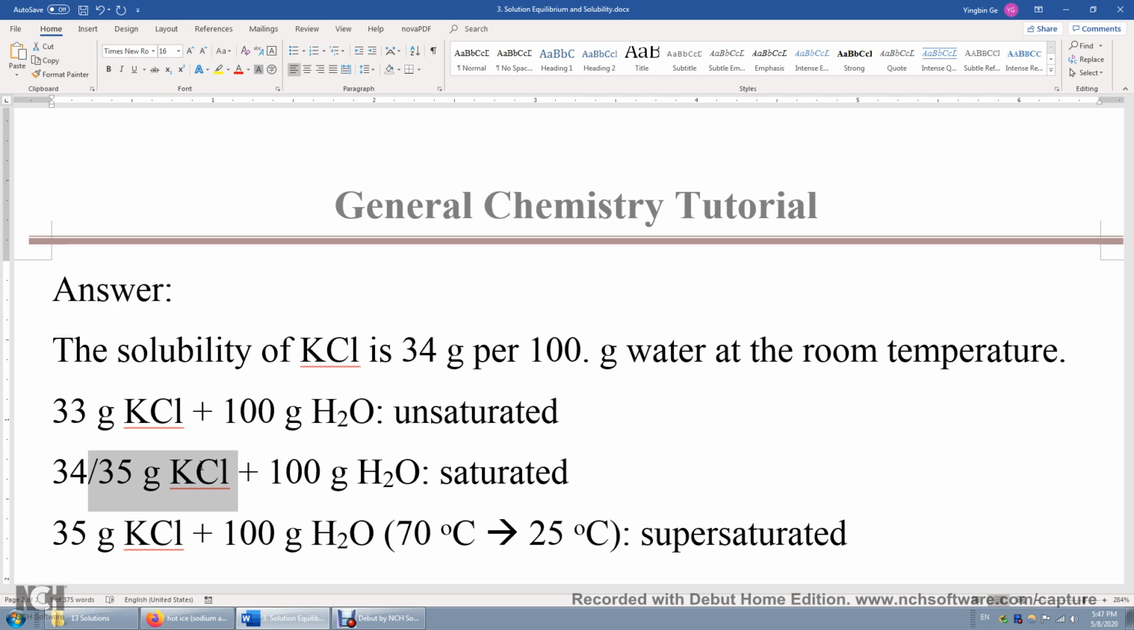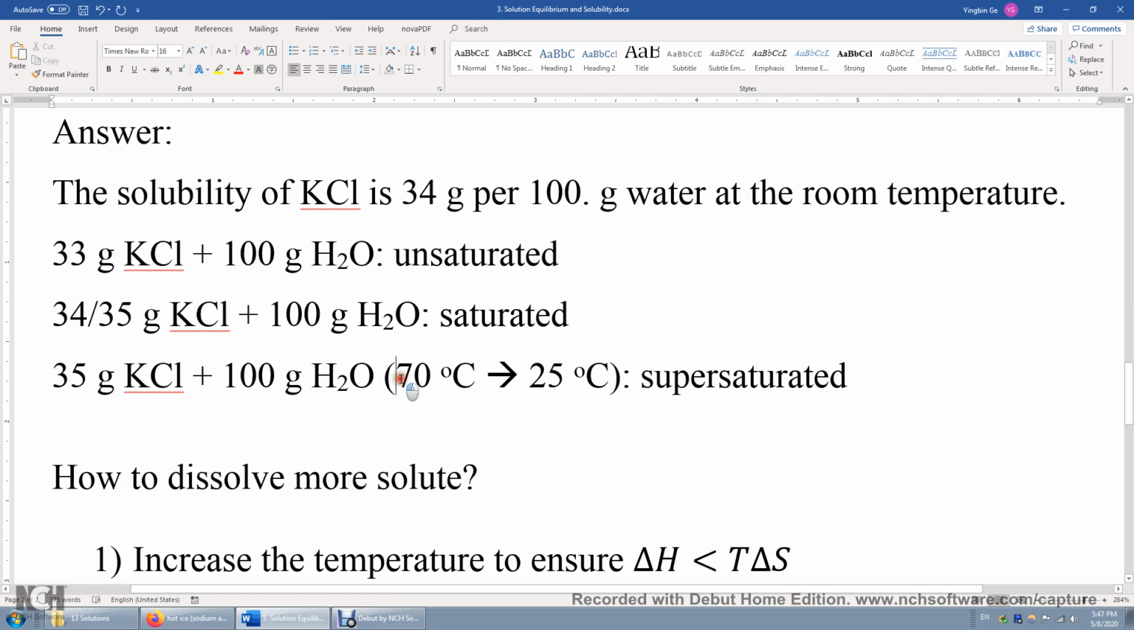Okay, now what if we try to dissolve more? Well, it's possible. Usually we increase the temperature to dissolve more. So we can increase the temperature to 70 degrees, and then we can actually easily dissolve 35 grams of KCl in 100 grams of water. Again, this is because the solubility of KCl increases with the temperature increase. So now if we do that at 70 degrees Celsius, this solution becomes actually an unsaturated solution. Because again, 100 grams of water can dissolve more than 35 grams at such a high temperature.